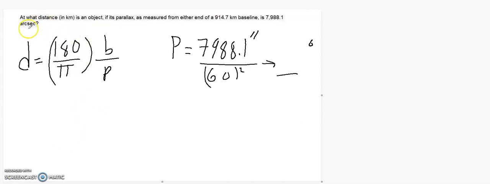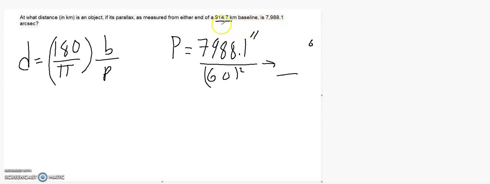All right, here's the next problem, very similar to what we've done before. When I do this kind of thing in a review, you might expect that you're going to use this formula more than once. Anyhow, it says at what distance? So we're looking for D in this equation. What's the distance of an object if the parallax, P, as measured from either end is, so they basically give us what the parallax is. I'm sorry, this is the base.